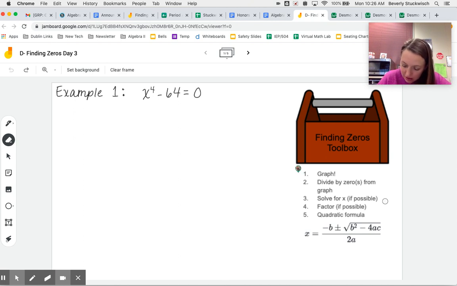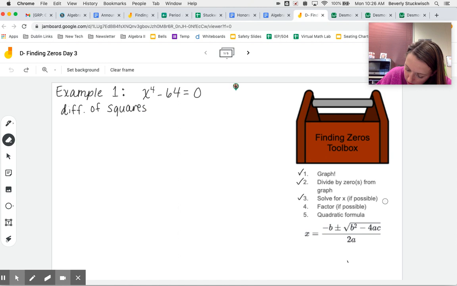I tried graphing. I got an idea from the graph, but that's not going to help me too much since I have no real rational zeros, no integer zeros that I can use. I can't really divide, and I can't solve for x here. I'm going to try to factor. I can use difference of squares on this. x to the fourth and 64 are both perfect squares, so I'm going to use difference of squares here to help simplify.